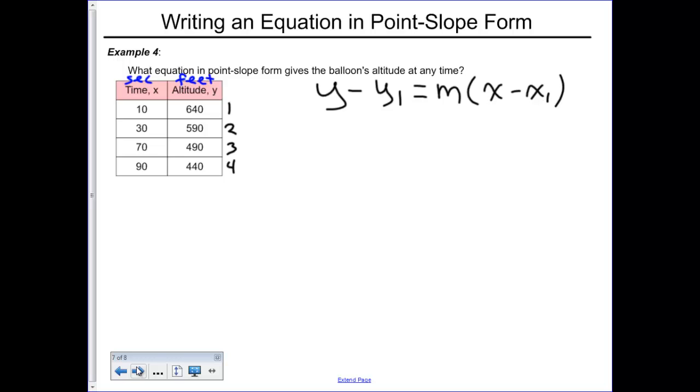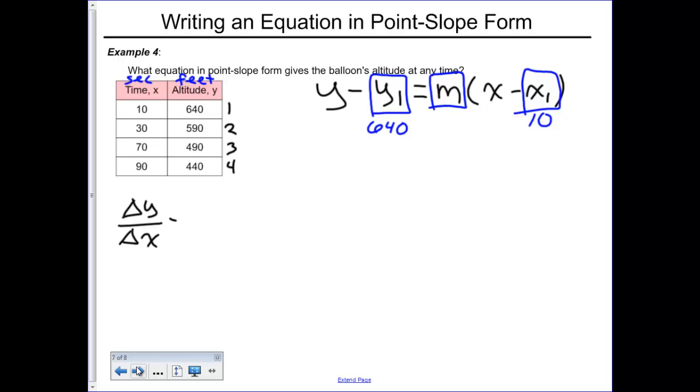And I just need to fill in my y value, my m value, which is slope, and my x value. Let's suppose I choose the first point, 10 and 640. So this is going to be a 640 here, and this is going to be a 10. That's pretty easy, but I still have to calculate my slope. Remember, slope is change in y over change in x. That's my m value.